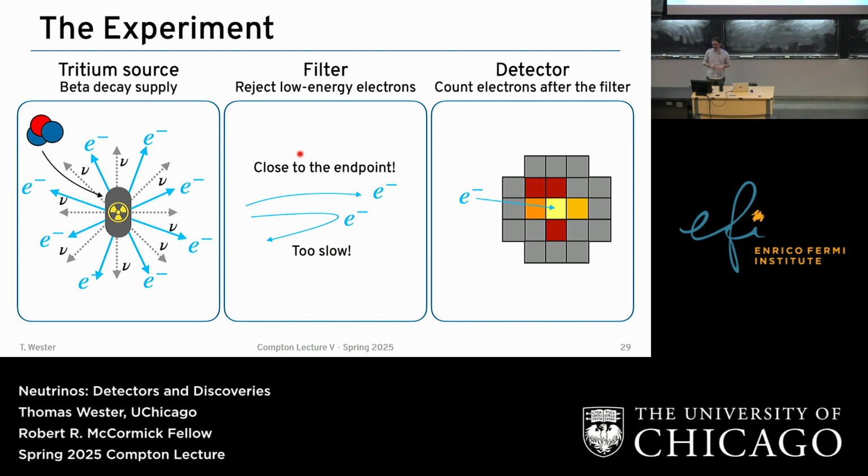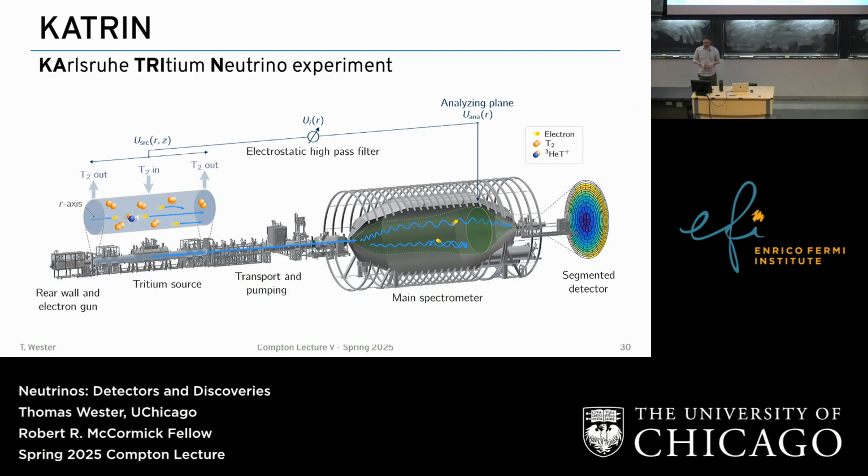The idea here is that most of the electrons we just don't care about. They're not close to the endpoint. But the ones that are close to the endpoint have enough energy, and we want to count how many actually make it past. And then we'll tune where that threshold is to try to count the electrons that make it and find out that point at which the electrons make it to the detector. That will tell us where the endpoint actually is.